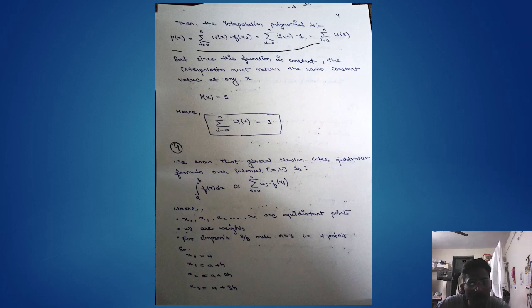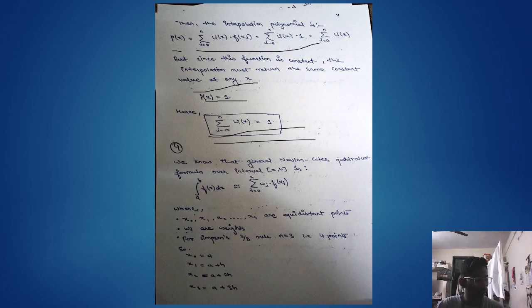But since this function is a constant, the interpolation must return the same constant value at any x. So P of x is equal to 1. Hence the summation of this equation is 1. So this is the answer.